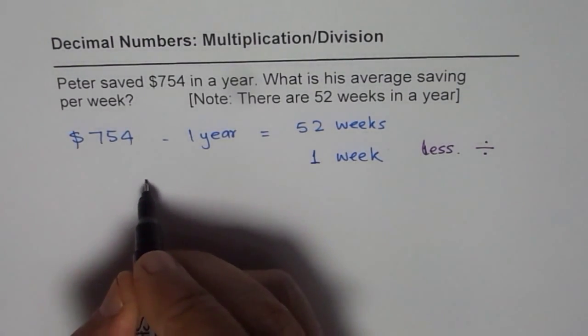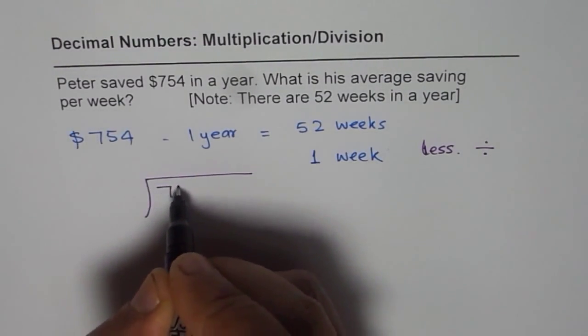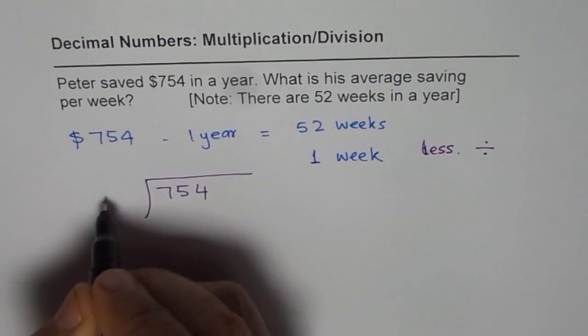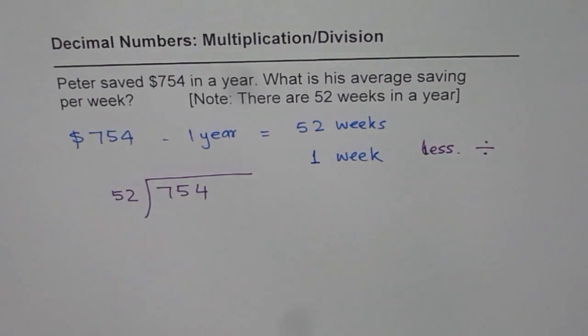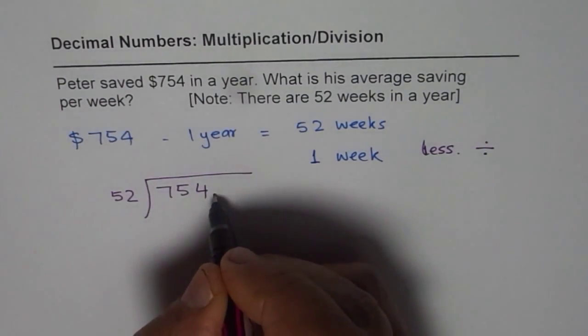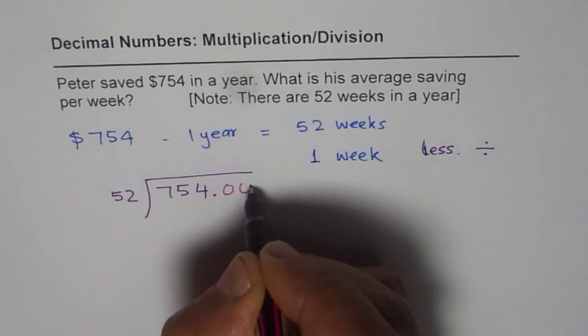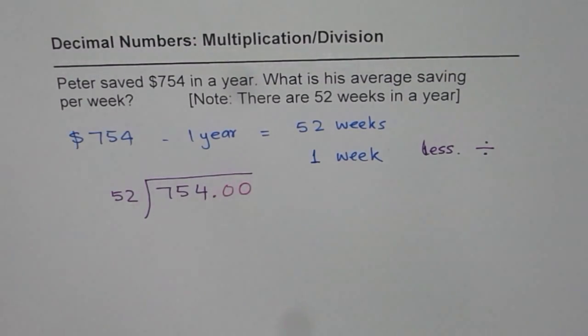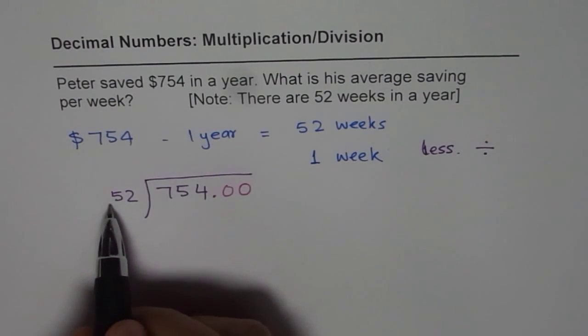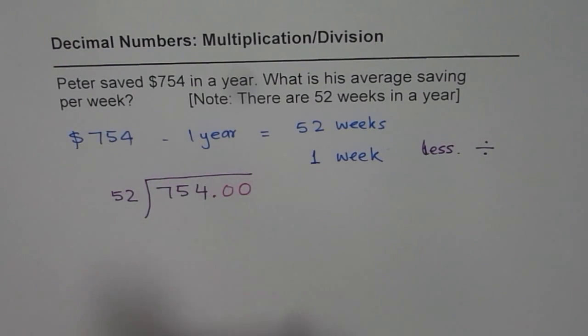So that means we have to divide 754 by 52. Now these are dollars, right? Now this time, since we are introducing decimals, we know every whole number could be written as a whole number with decimal, and we can add zeros. So dollars and so many cents, you can say, right? So we will get our answer in dollars and cents. And let us see how to divide and get this answer. Okay, we'll divide by a 2-digit number, which is 52 in this case.